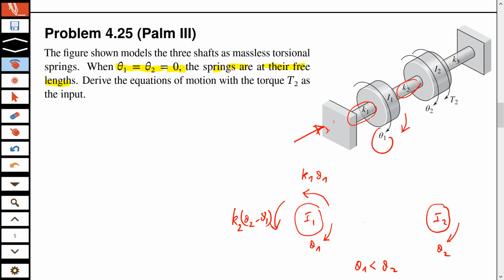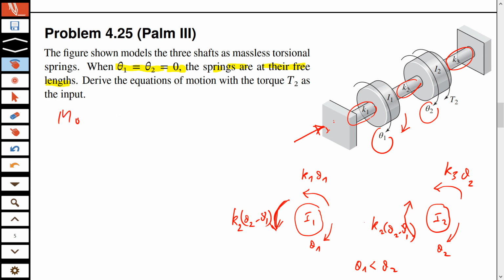The torque on I2 will be opposite. If this is clockwise, anti-clockwise, this will be clockwise because they must cancel each other. Theta2 minus theta1. And this angle will also twist the spring labeled K3, and the restoring torque will be opposing that. So that will be K3 times theta2.